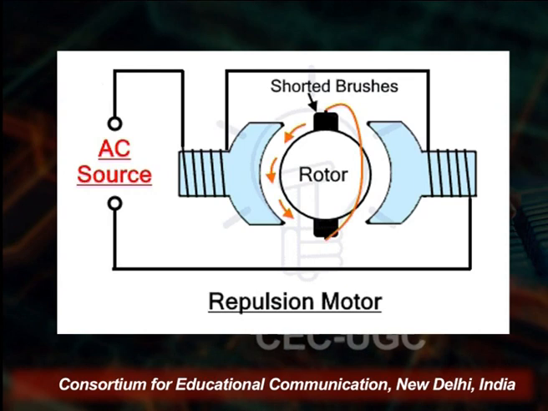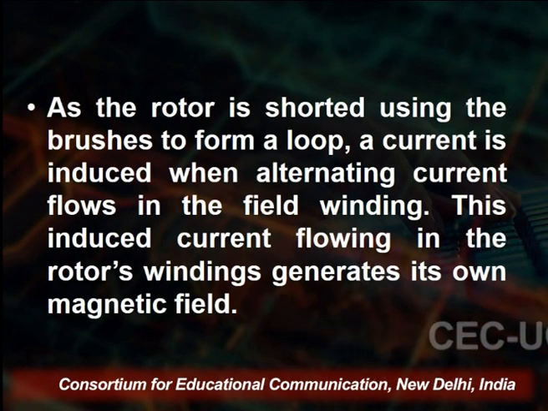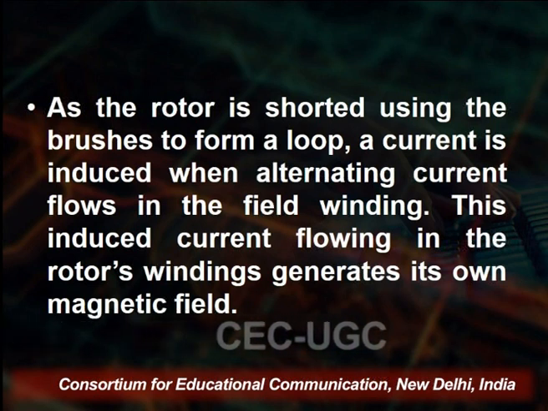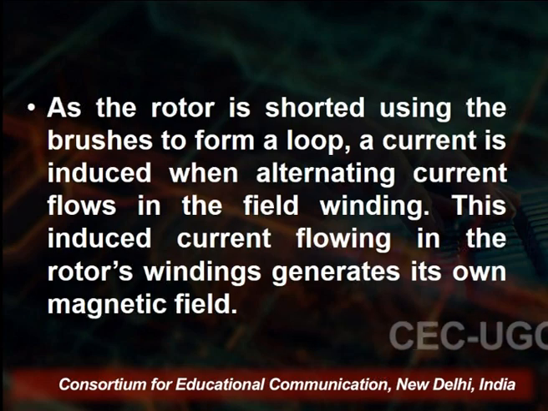Now, as the rotor is shorted using the brushes to form a loop, a current is induced when alternating current flows in the field winding. This induced current flowing in the rotor winding generates its own magnetic field, and that magnetic field produces the torque. The direction of the magnetic field depends upon the brush angle, and the magnetic field interacts with the stator's field and the rotor reacts accordingly.